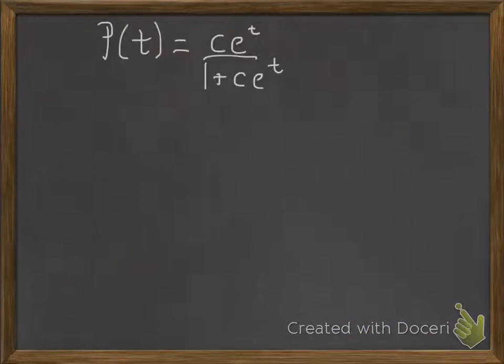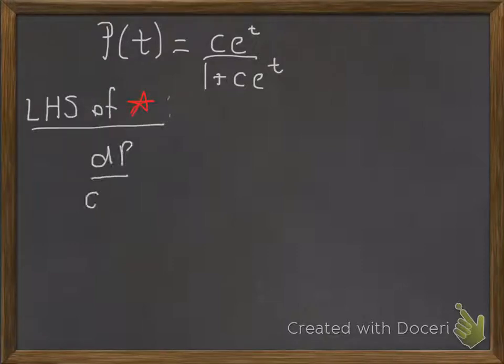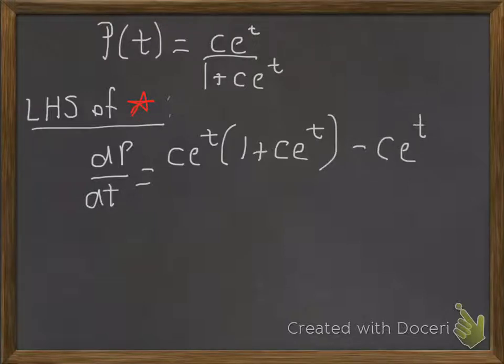So let's consider our function, or our family of solutions, p of t equals c e to the t over 1 plus c e to the t. Now, what do we want to do to try to show that this is a solution to the differential equation? Well, first, we want to consider the left-hand side of our differential equation star. So dp/dt, and how am I going to take the derivative of this function? Of course, I'm going to use your favorite, the quotient rule.